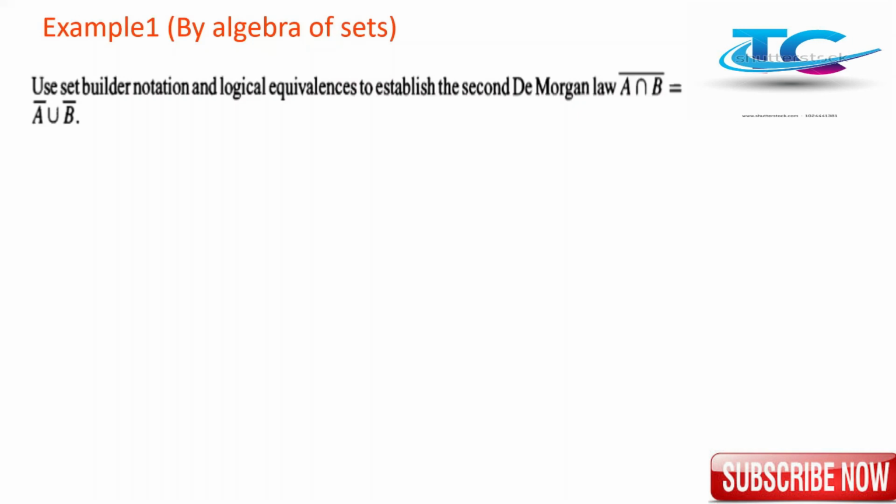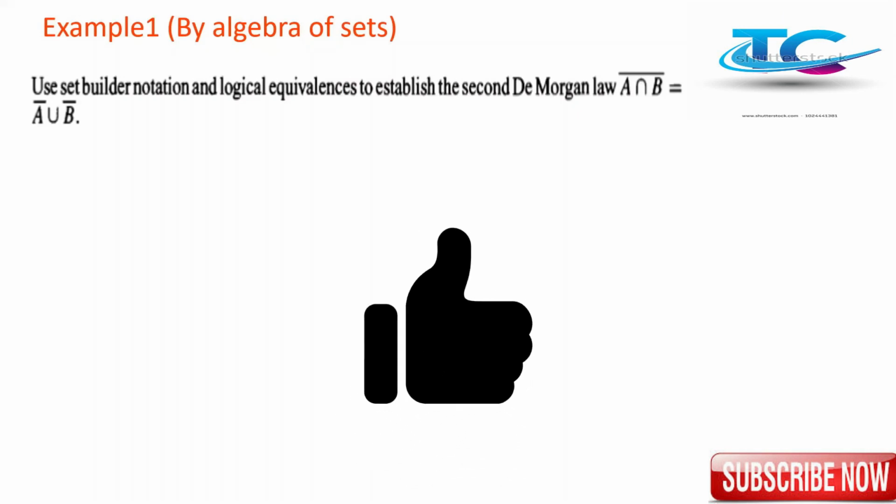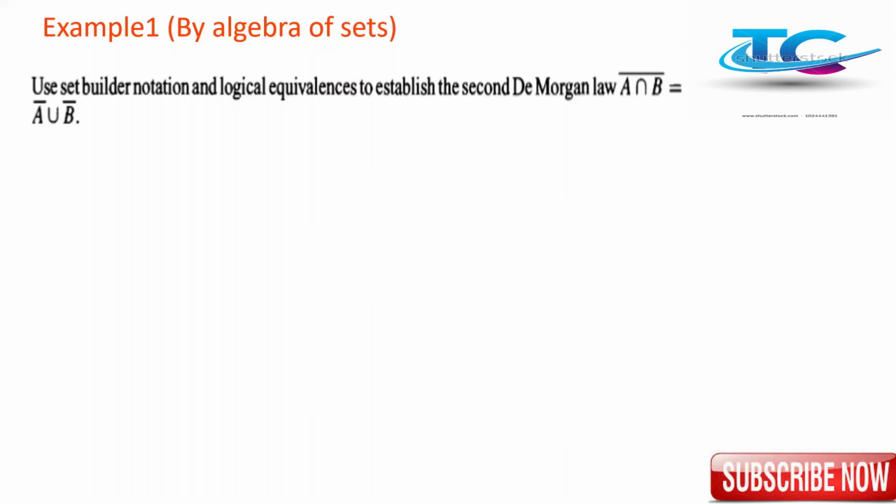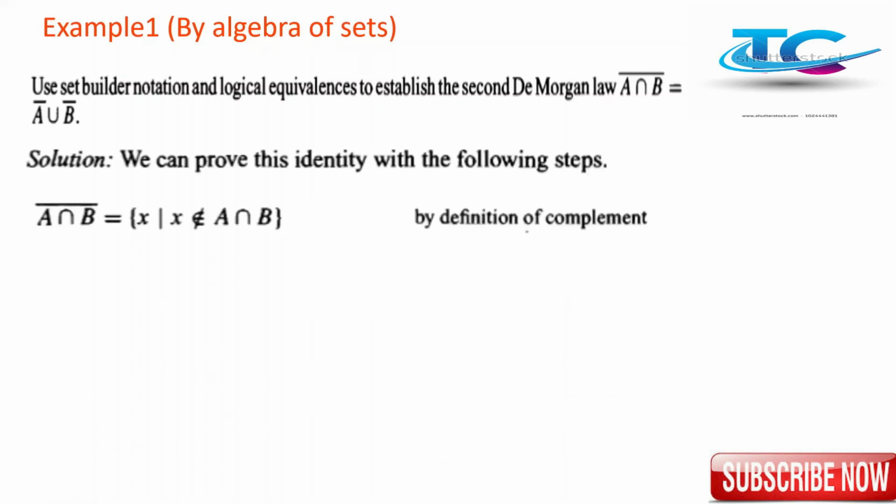If it is written using logical equivalences, algebra of sets, or identities, all have the same meaning. So let us start with the solution. First, starting with the LHS, that is (A intersection B) whole bar, we can write it in set builder notation like this. Suppose X is an element of this. So X is such that X does not belong to A intersection B. It is simply by definition of complement.